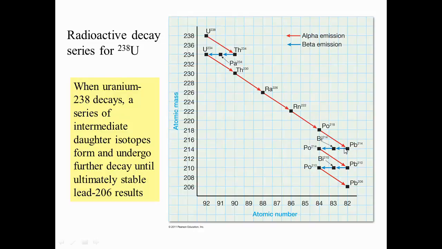Lead-214 is still unstable and undergoes a couple of beta emissions to become polonium-214. Polonium, in turn, kicks out an alpha particle to become lead-210. Lead-210 undergoes 2 beta emissions to become polonium-210. The final step is polonium undergoing alpha emission to become lead-206. Now, once lead-206 forms, that's the ultimate stable daughter isotope, and at that point, no further radioactive decay occurs.